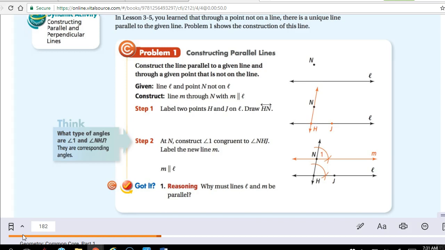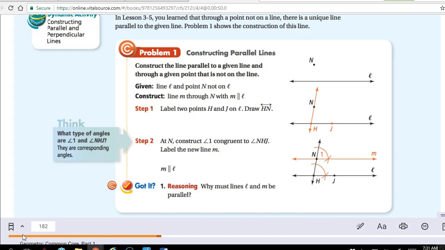Now once you do that, you're going to take a compass and you're going to construct an angle right here. You're going to measure that angle. It doesn't have to be right here. It could be a little smaller or a little bigger. I wouldn't make it too big because then it'll start interfering with the point that you have up here. So you originally make your original arc right here.